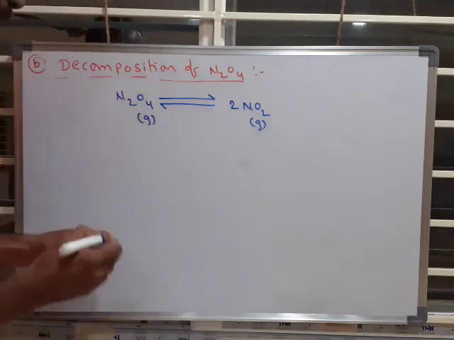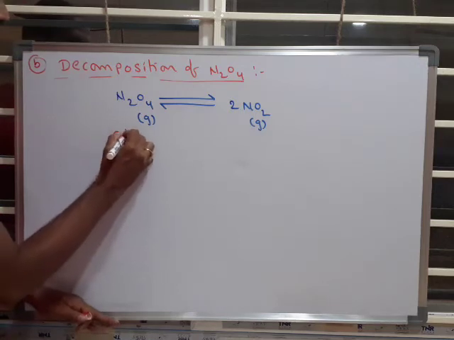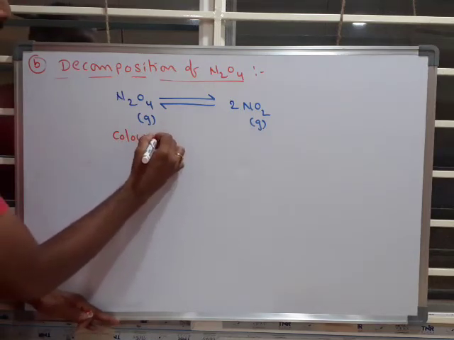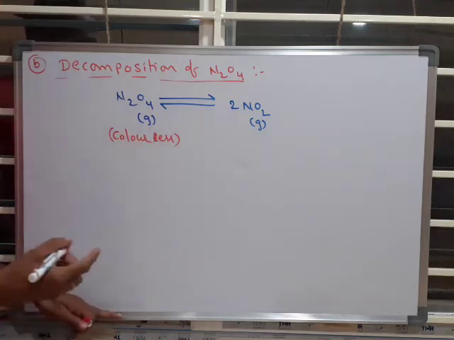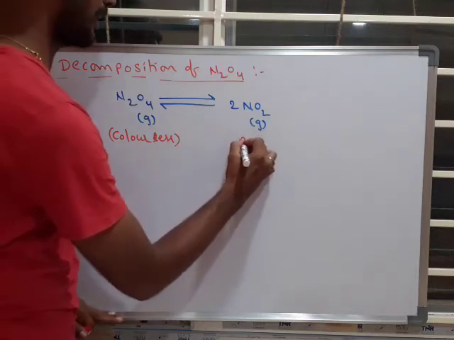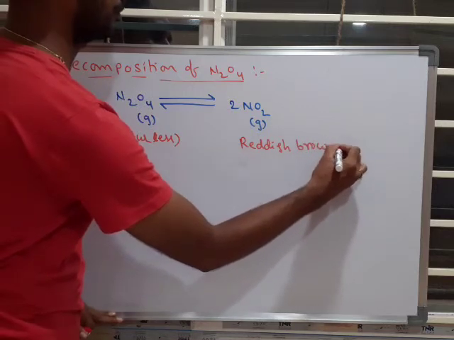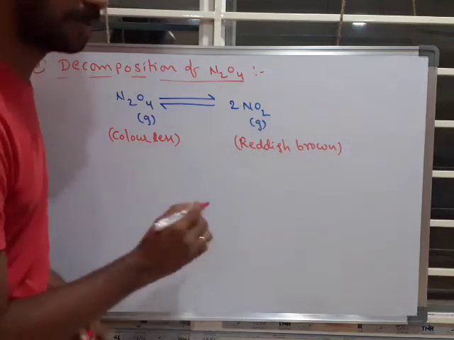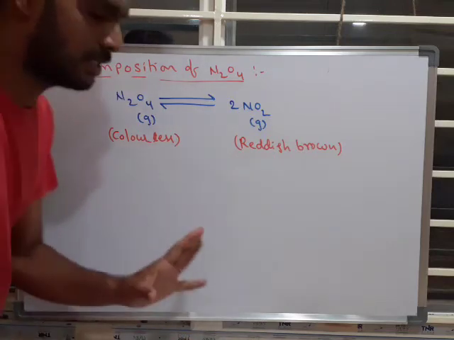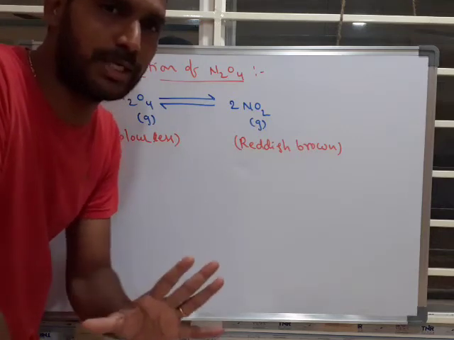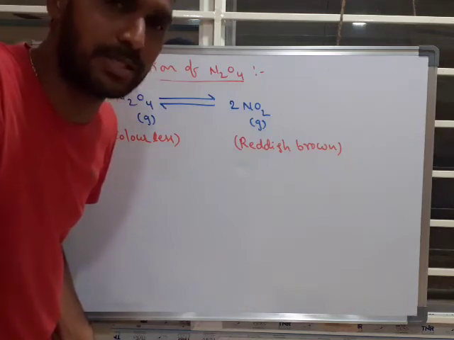So first, what is the N2O4 gas color? The color of N2O4 is colorless, whereas nitrogen dioxide is brown. Okay, not exactly brown, it is reddish brown. Mainly the brown color is observed; the exact name is reddish brown. So at the start, some N2O4 is taken. Actually N2O4 is decomposed even at room temperature.